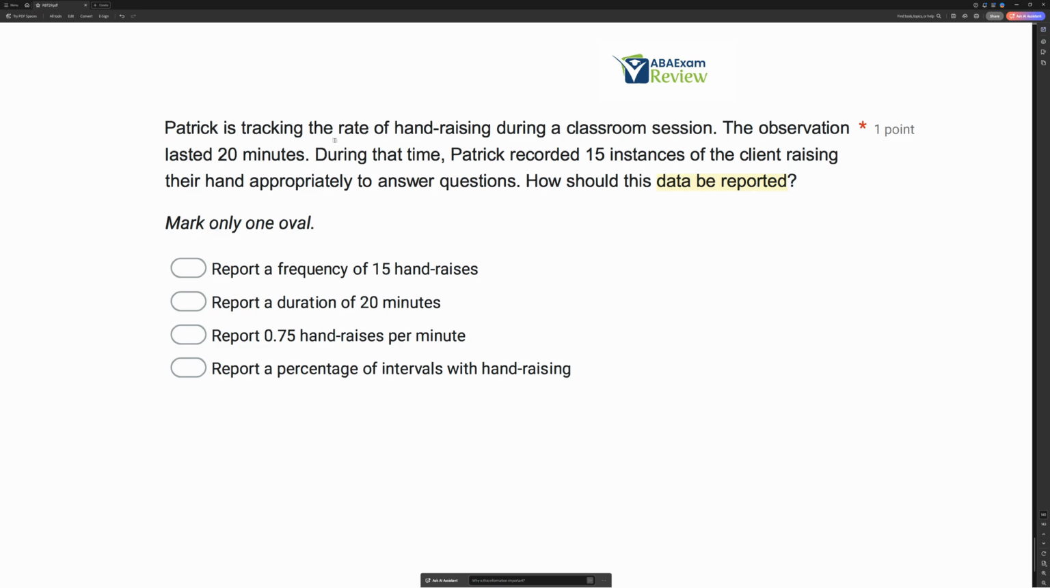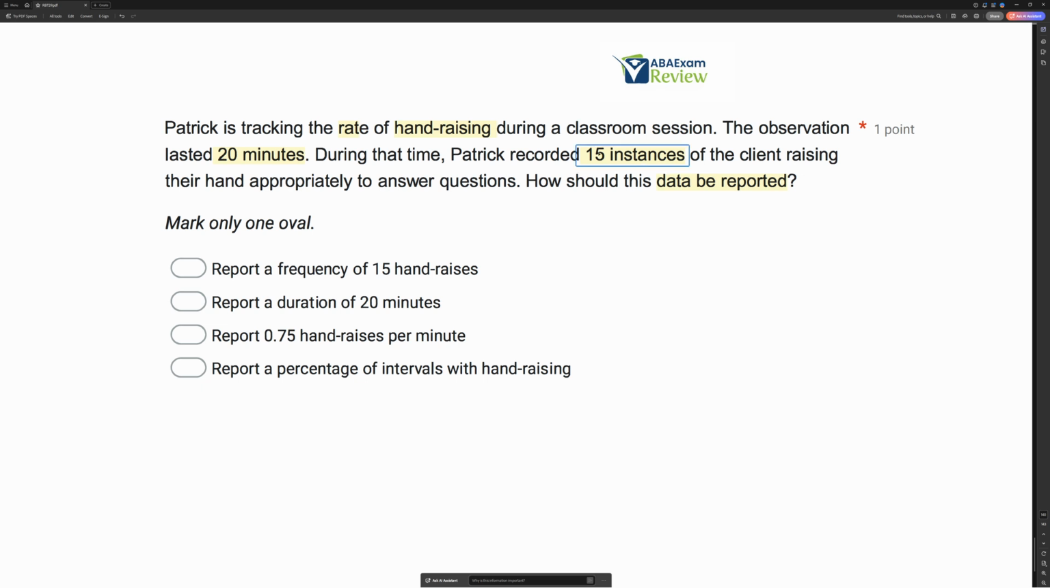In the case of Patrick, he is using rate of hand raising. And rate, of course, is frequency with a time component added. So frequency over time. If our time is 20 minutes and our frequency is 15, we're going to report 15 instances in 20 minutes, or we can reduce that down. So if we look at a frequency of 15 hand raises, that is not giving the rate because it's missing the time component. Report a duration of 20 minutes, that is not giving the rate because it's missing the frequency component. So we need both of those to find rate.